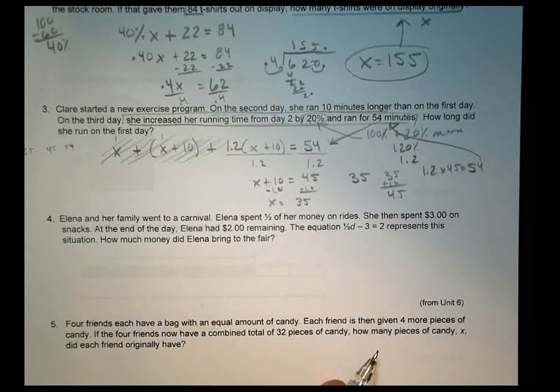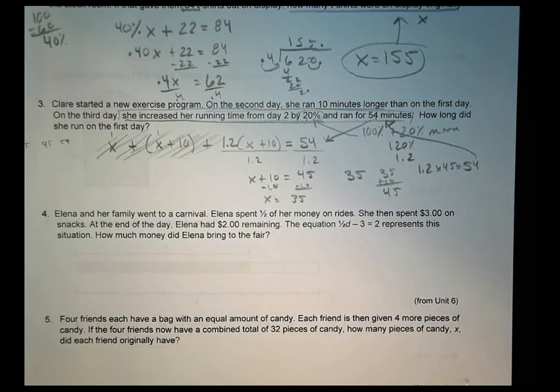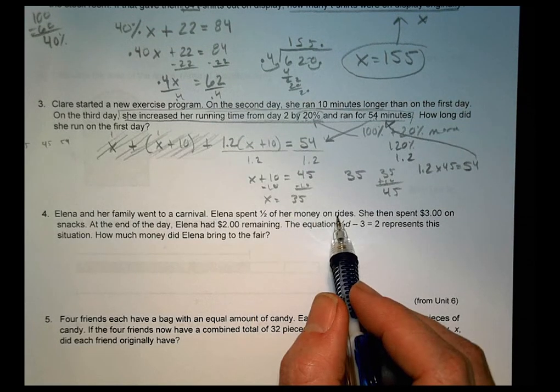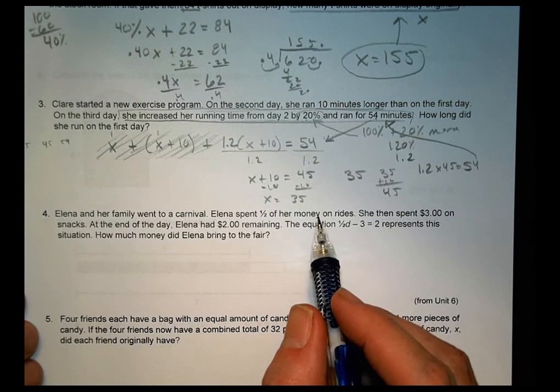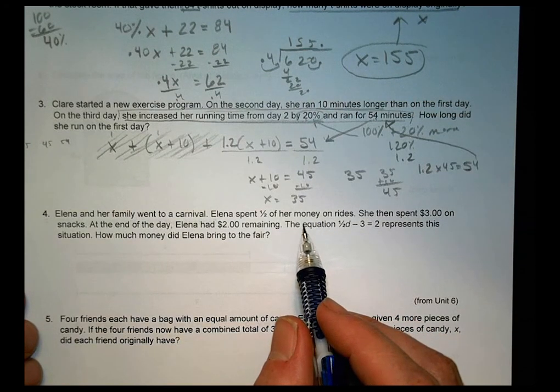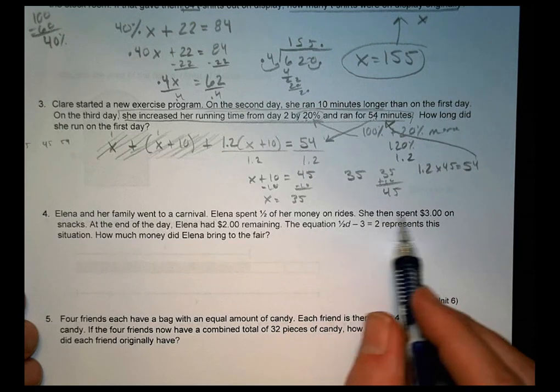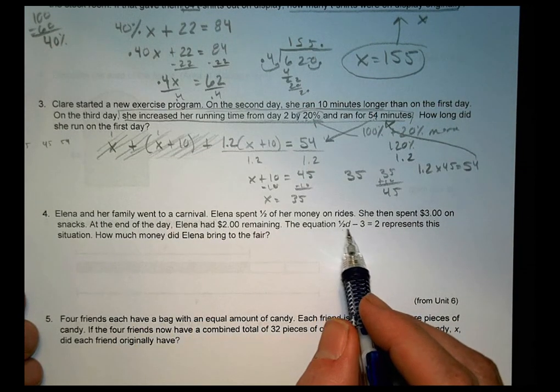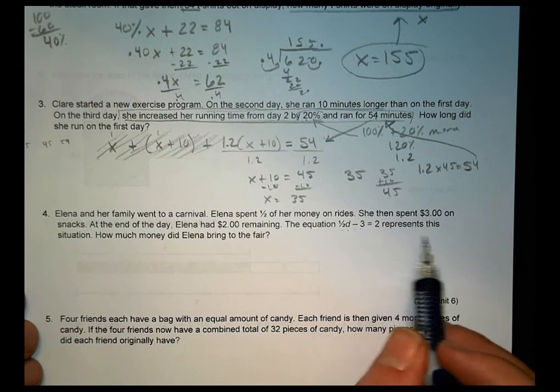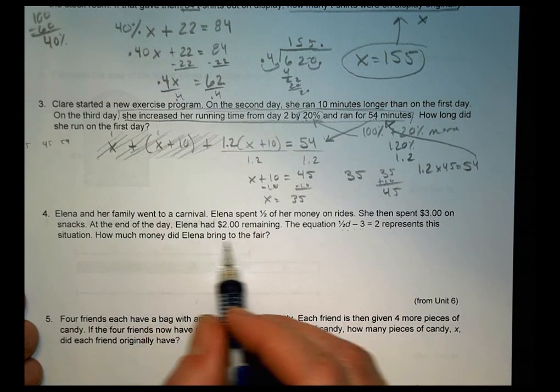Number 4. Elena and her family went to a carnival. Elena spent half her money on rides. This sounds familiar, right? Okay. Which I think we did yesterday, it sounds like, with Noah and Diego. She then spent $3 on snacks. In the end, she had $2 remaining. The equation half d minus 3 equals 2 represents this situation. How much did Elena bring to the fair?